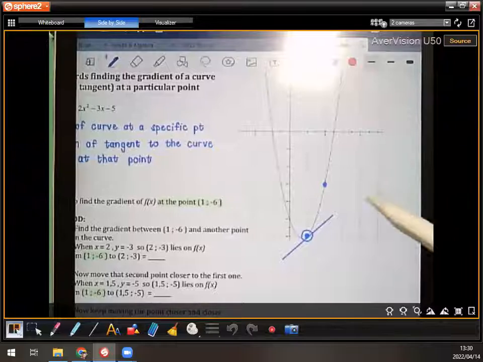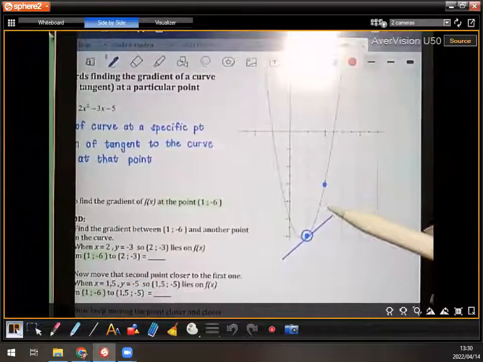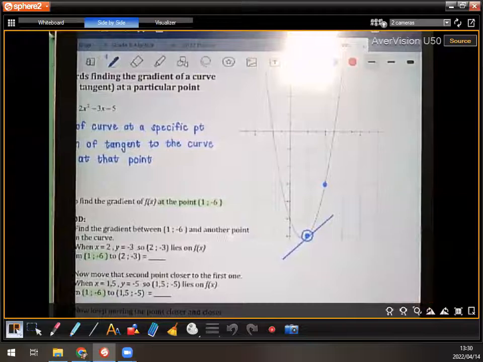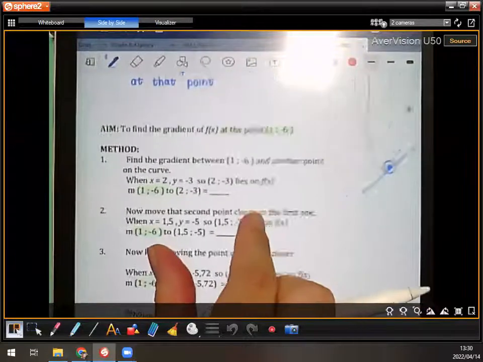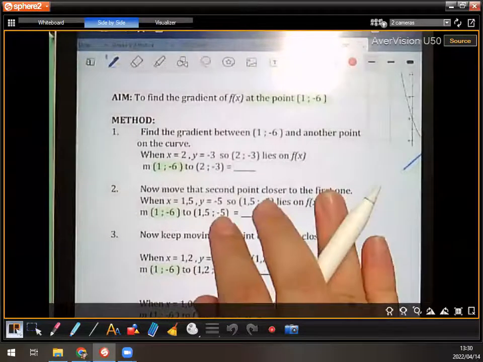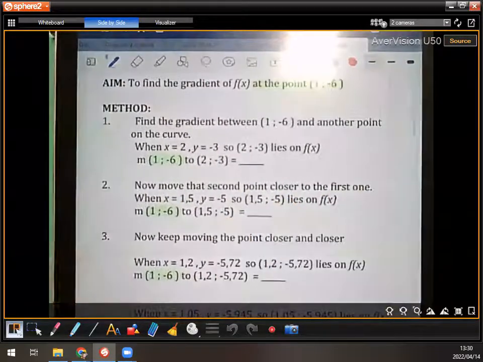But what we're doing first, and you're going to do it now on your own, is finding the gradient of the line between these 2 points. Those are the 2 points that they're asking us to work with for the first calculation. How do you find the gradient between 2 points? Change in y over change in x. Okay, so I'll do the first one with you, then you're going to do the rest on your own.